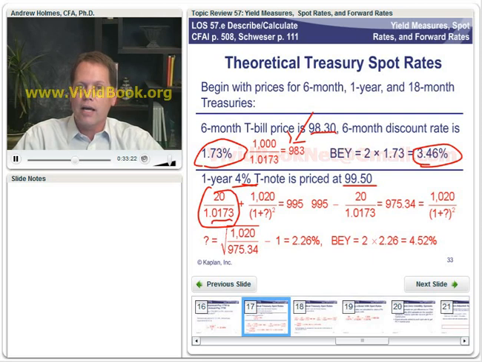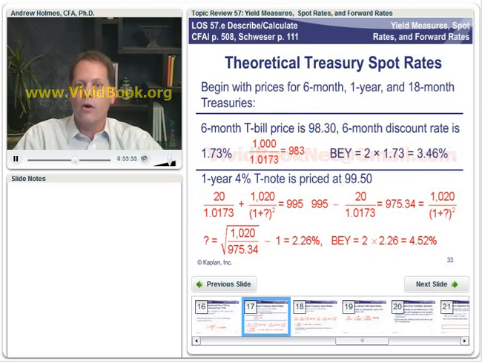This is a constant, right? So $20 divided by 1.0173. The only thing I don't know in this whole formula is this. Well, if it's one equation with only one unknown, in this case this 1-year spot rate, then I ought to be able to solve for it.